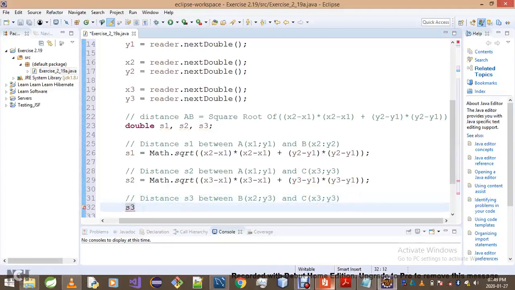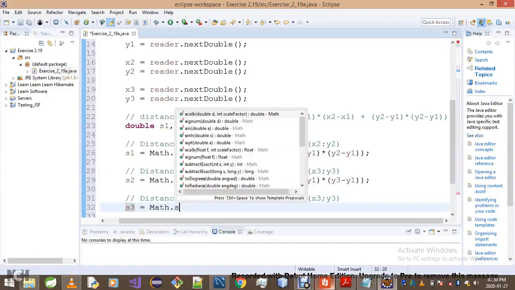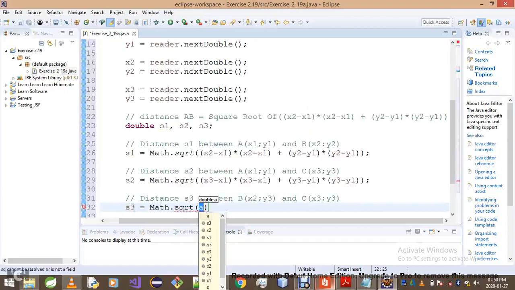Okay, so let me just go math dot square root again. Square root of what? Square root of x3 minus x2. However, we want to square that, so we'll simply go x3 minus x2 again. Then we simply add that.